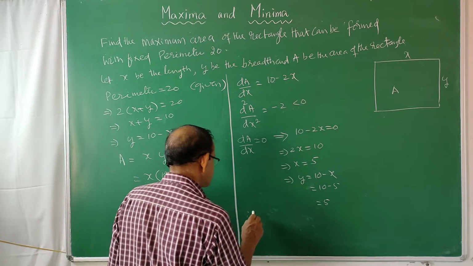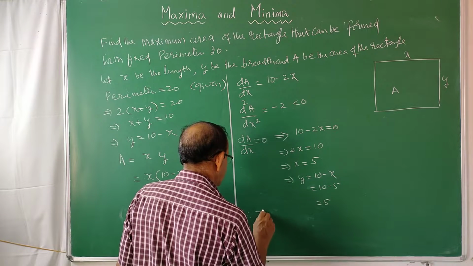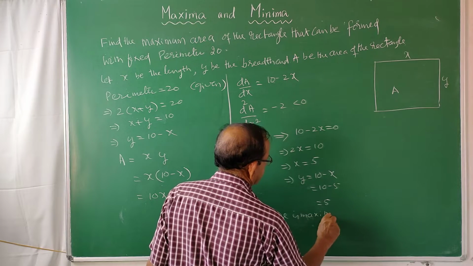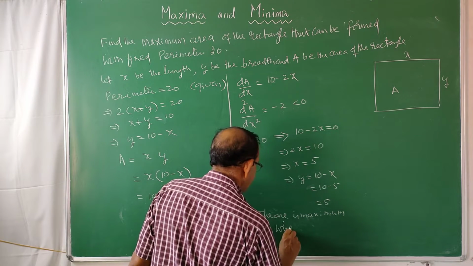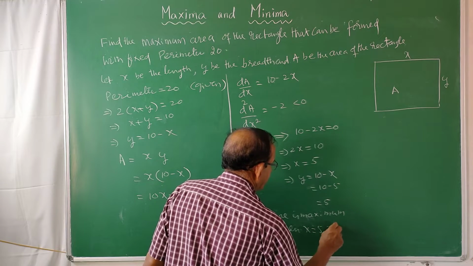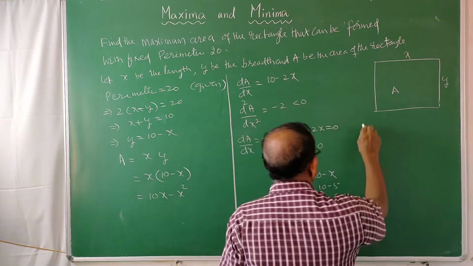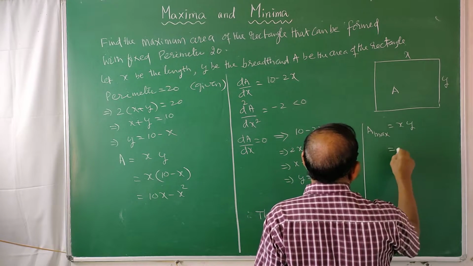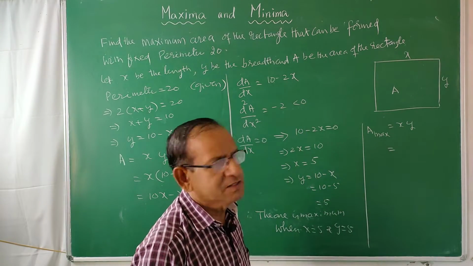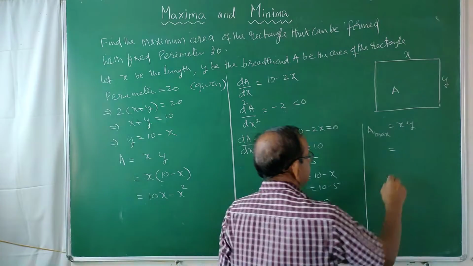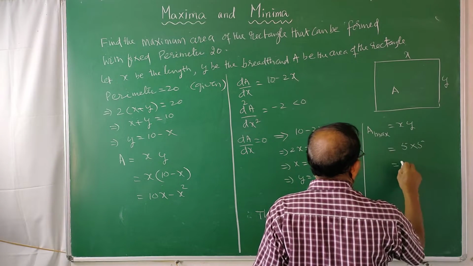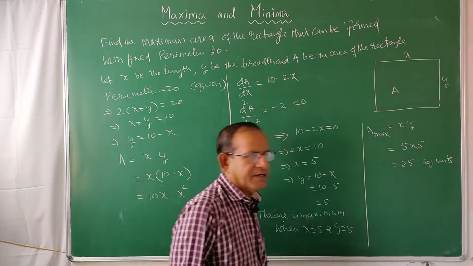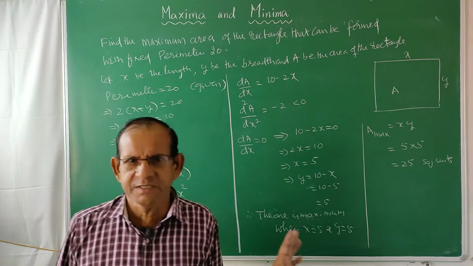Therefore, the area is maximum when x is equal to 5 and y is equal to 5. Now let us find out the maximum area also. A maximum equal to x into y. Substitute the values of x and y. What is x? 5. y is also 5. So 5 into 5 equal to 25 square units is the maximum area you will get for that rectangle. But that rectangle must be a square.